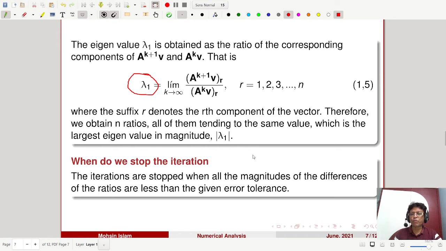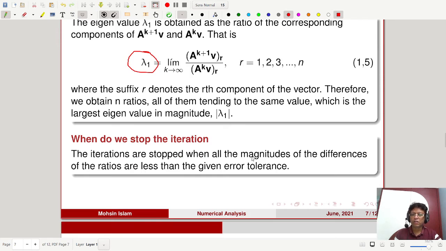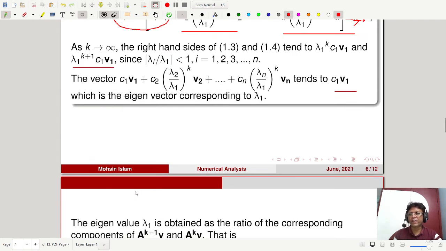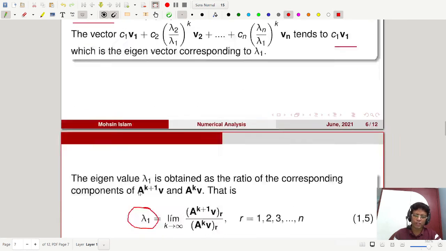And now the question is, when do we stop the iteration? The iterations are stopped when the magnitudes of the differences of the ratios are all less than the given error tolerance. Then you stop. So this is the process of finding the numerically largest eigenvalue by the power method.